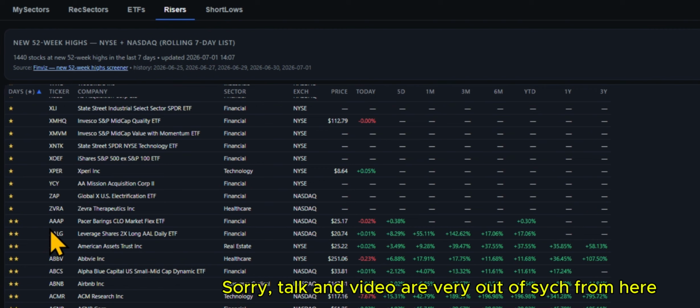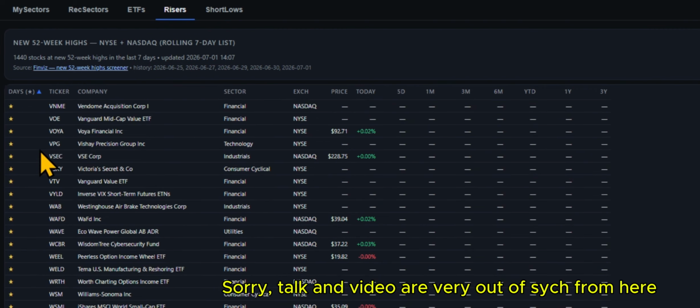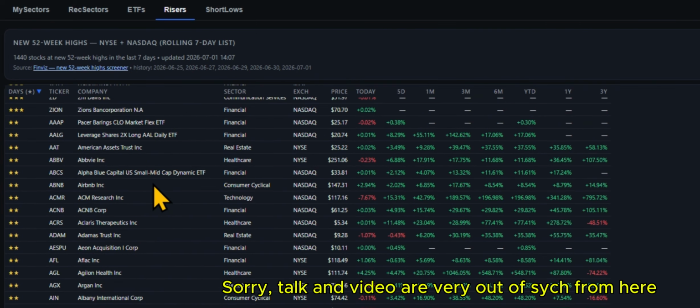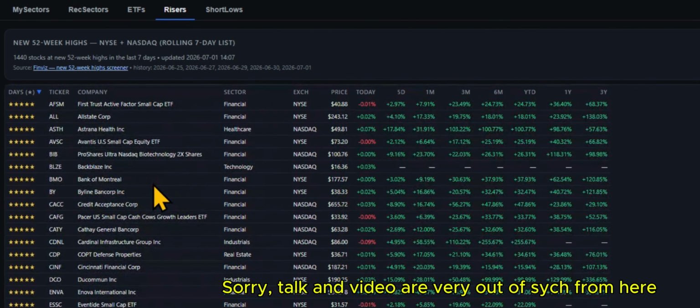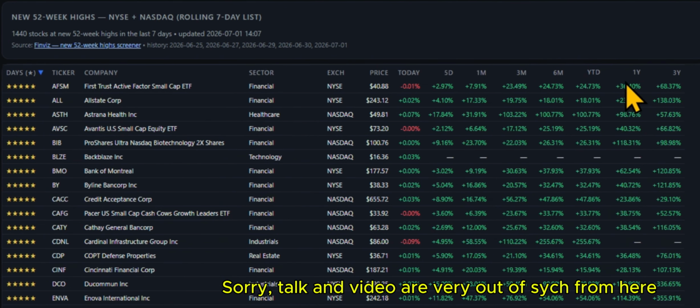So any stock that, for instance, AAAP made a 52-week high on, for instance, 6/27, and then on 6/28, it showed up on the list again. So it had 2 stars. And then 3rd day, 4th day, 5th day, etc. So I'm going to go ahead and scroll back up to the top because we can see that we're about on day 5 now, and there are some stocks that have consistently for the last 5 days made a new high. So for instance, AFSM, ALLL, ASTH have consistently, for 5 straight days, showed up on the 52-week new high list.